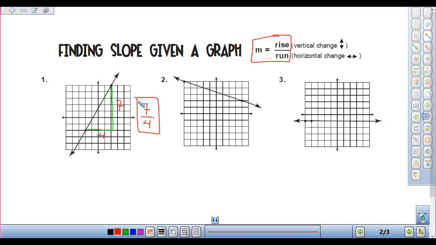Yes, ma'am? Does it matter where I put the triangle? No, it doesn't. Okay? She's asking, can you go above it like this? You sure can. Right? Is that what you're asking? Yeah. Or on the other side of the line? Yep, it doesn't matter at all. For some reason, I always put it below. But if you put it above, not a big deal at all.